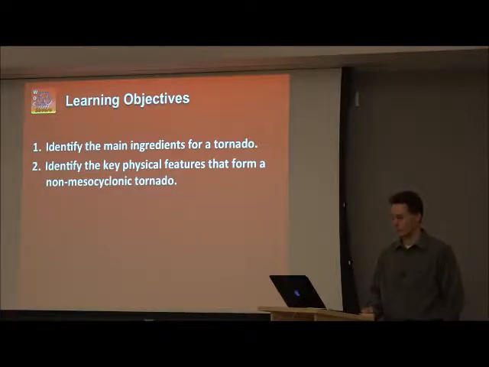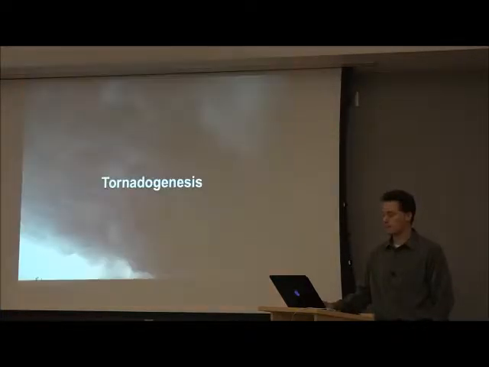It's just a source for stretching and vertical vorticity, and then look at the key physical features that are related to non-mesocyclone tornado development. Okay, so tornado genesis, of course I'm cheating here. We show a picture of actually a supercell tornado. This is the start of the El Reno tornado.